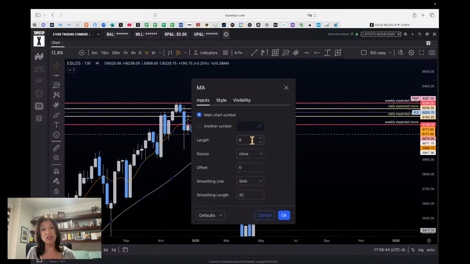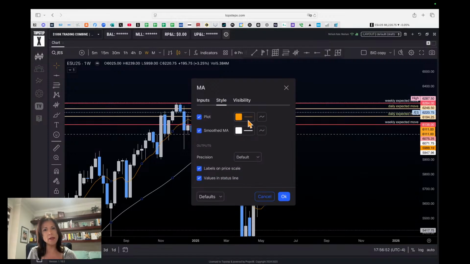Settings: I have an 8 and a 30. The smoothing line is the SMA, so that's what you're seeing. The 8 is the orange line. The 30 is the smooth moving average. It's much bigger, in terms of size of the moving averages, than a lot of traders use.